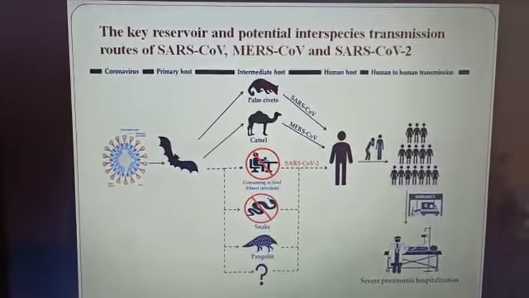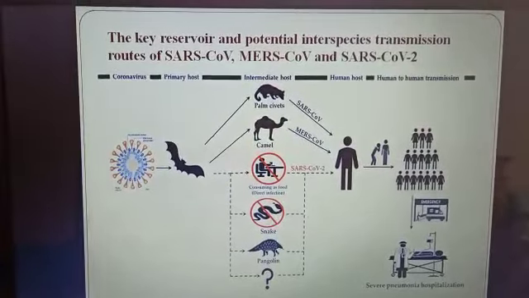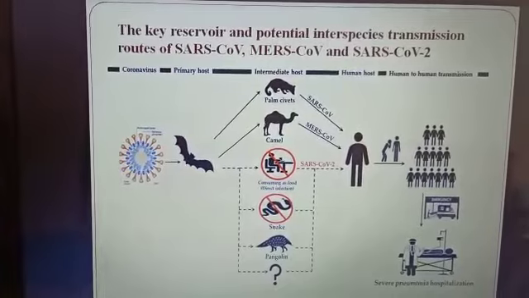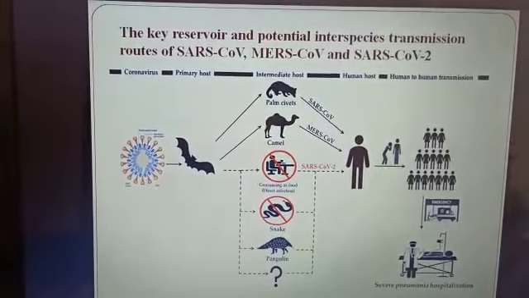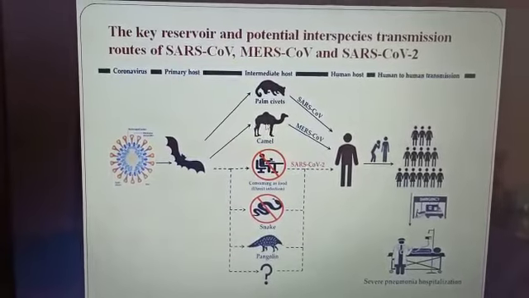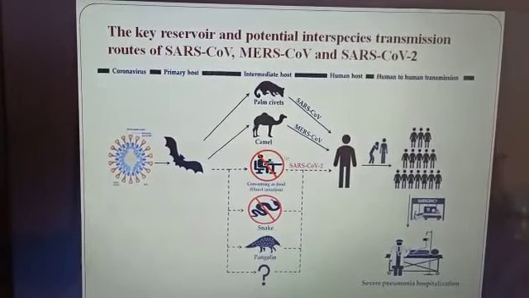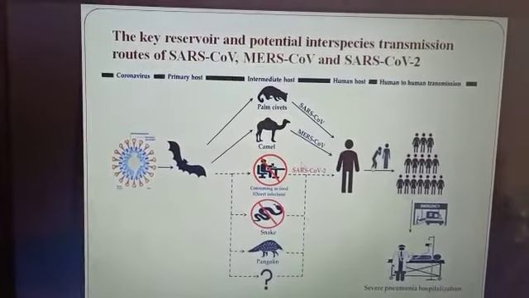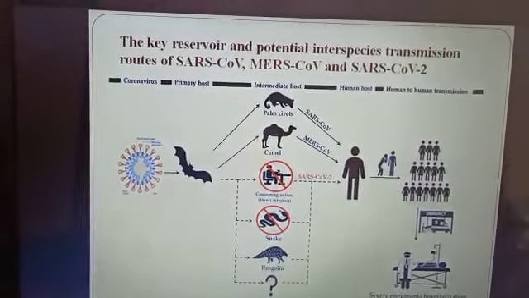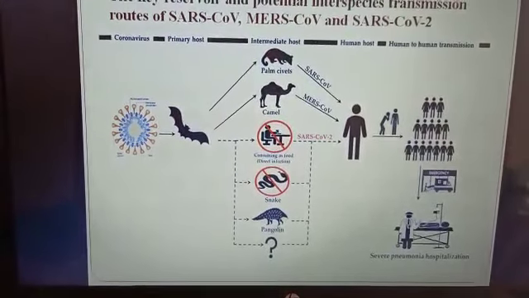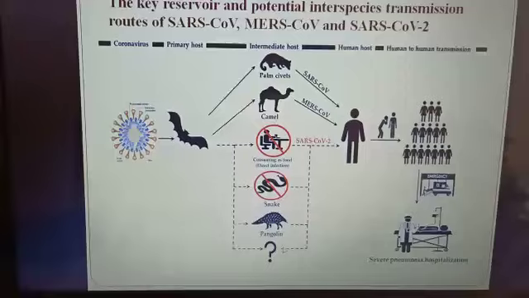The key reservoirs and potential interspecies transmission routes of SARS-CoV, MERS-CoV, and SARS-CoV-2: the coronavirus might have been transmitted through the bat, then palm civets, camel; SARS-CoV through palm civets, and MERS through camel. One probable intermediate species is the pangolin.